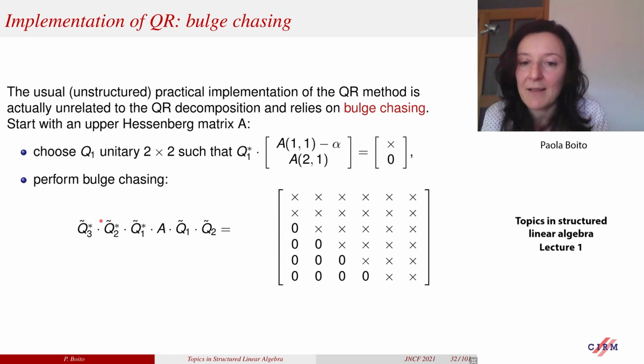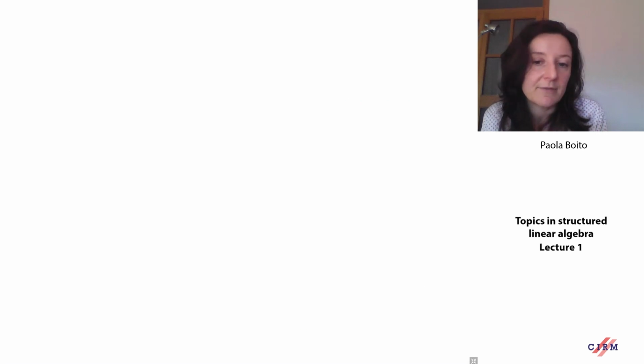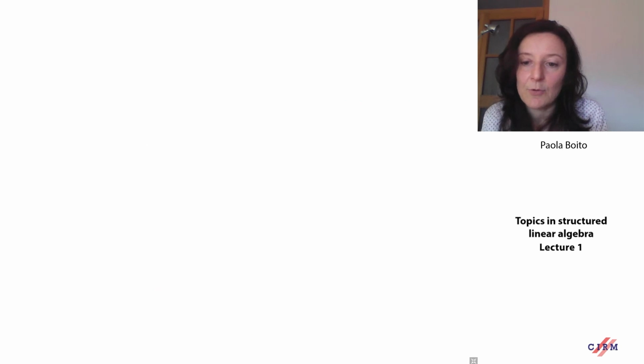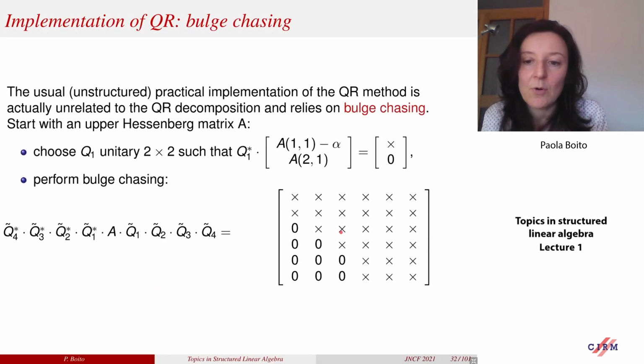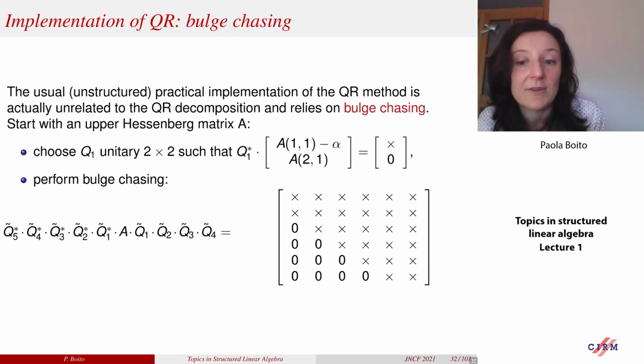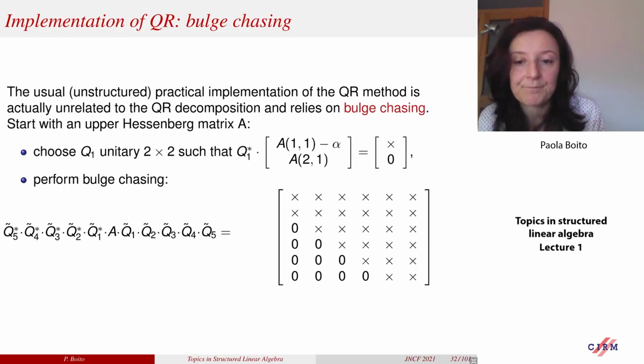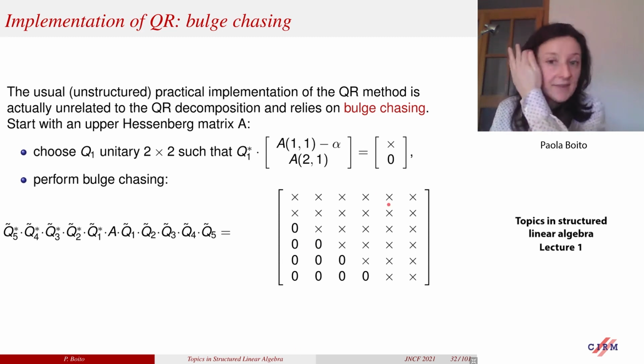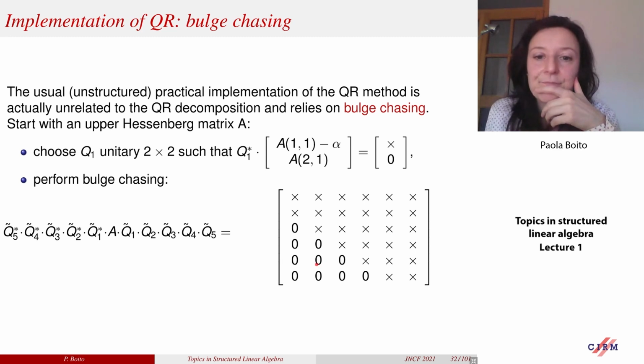So we keep multiplying by 2x2 matrices and pushing the bulge down until we arrive at the end of the matrix. And so we have Q4 on the right that adds the last bulge, and then Q5, and Q5 will not spoil the Hessenberg structure. So that's the way it's usually implemented. That's why it costs n squared.